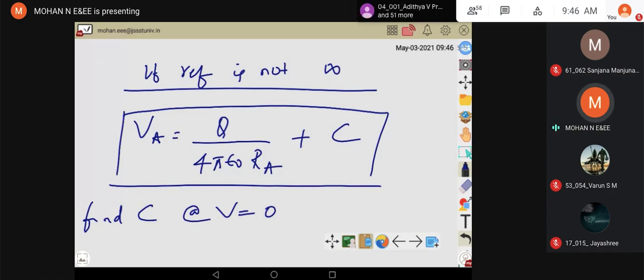So the potential difference between these 2 points is not a function of C here. The potential difference between these 2 points is not a function of C, and it has to be calculated. We shall solve problems on these things.